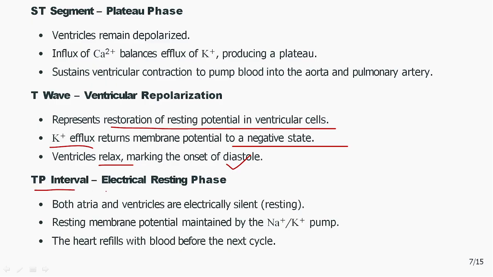Then the TP interval, the electrical resting phase. Both atria and ventricles are electrically silent, we call it the resting phase. Resting membrane potential is maintained by the sodium-potassium pump using ATP, and the heart refills with blood before the next cycle. So this process is your relaxation stage or diastole stage.